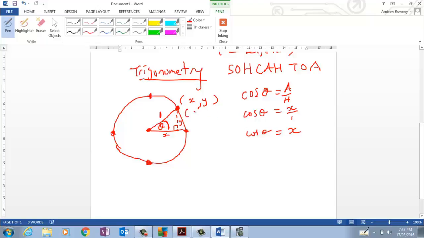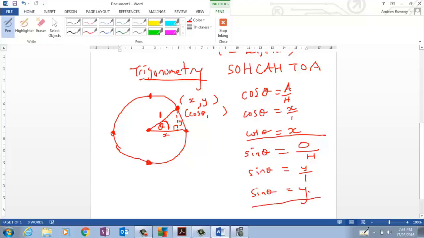Instead of being x comma y, we can have cos theta comma, and now we'll work out what the y is. To work out the y, we use sine theta. Sine theta equals opposite over hypotenuse. Now the opposite of this triangle, opposite the angle, is y. So it's y over hypotenuse, which is 1. So sine theta equals y on 1. So sine theta equals y.